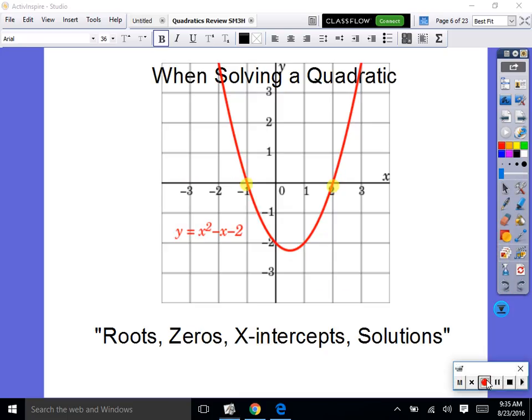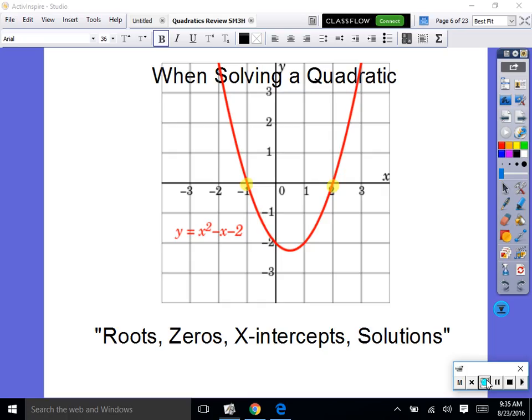Okay, so remember that last year we really focused in on quadratics. When solving a quadratic, we're finding the solutions, right? We're finding where it crosses the x-axis, if it does. So these are the solutions of the quadratic, -1 and 2.